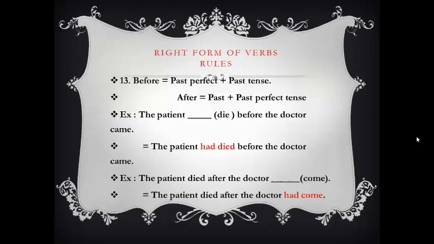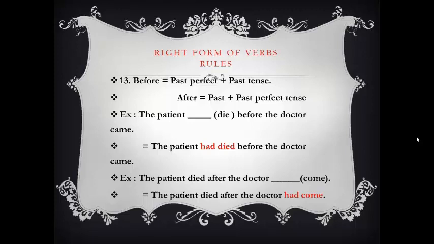Here we see some rules. Before, past perfect plus past tense. After, past plus past perfect tense. Please follow the rules and note them down. Please follow the example. The patient died before the doctor came. So the answer is the patient had died. So past perfect is used before, and past perfect is used after. The patient died after the doctor had come.